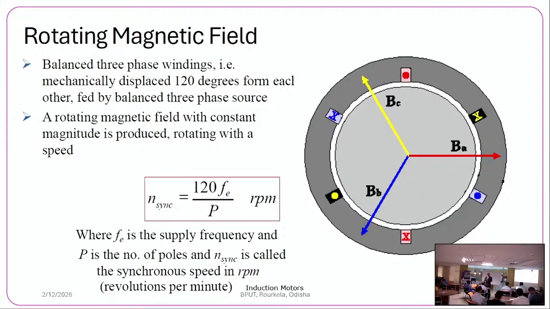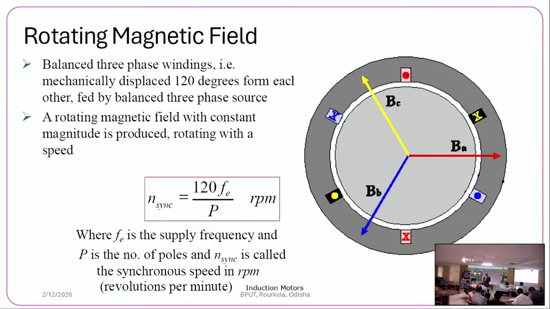Stator means stationary armature. Basically, abbreviated stationary armature. It is the distributed winding. It is the main winding, armature winding, but it is stationary. Then it is the only supply source. Stator's only supply source comes to the machine through stator.